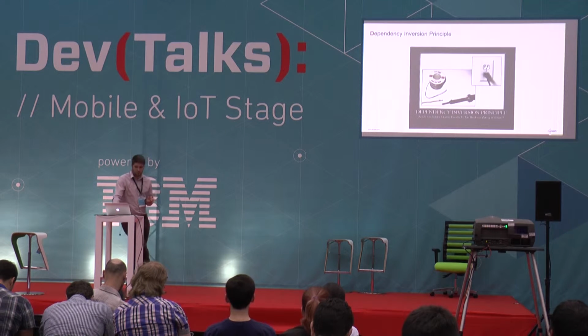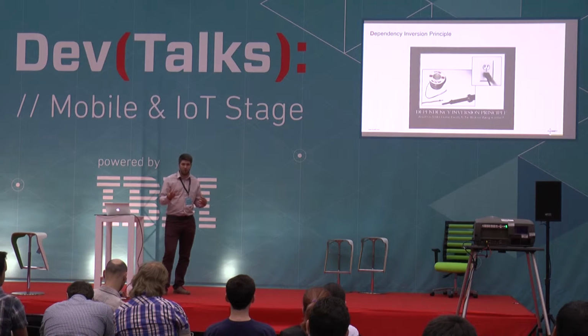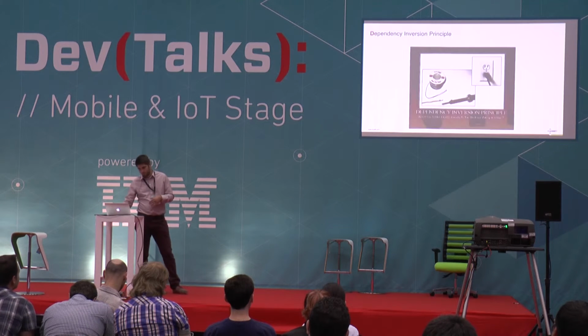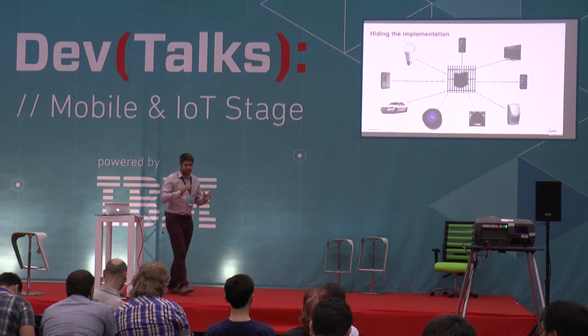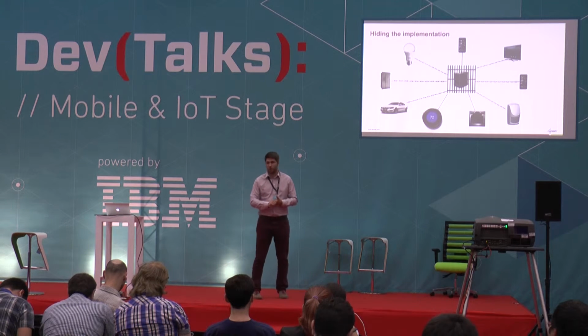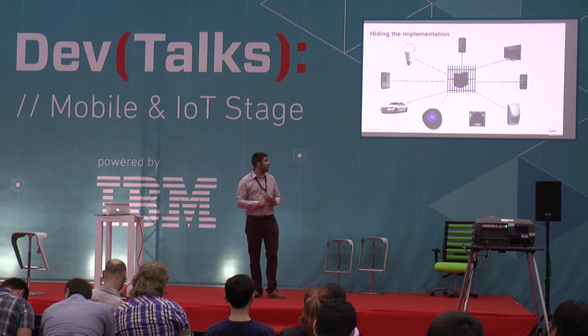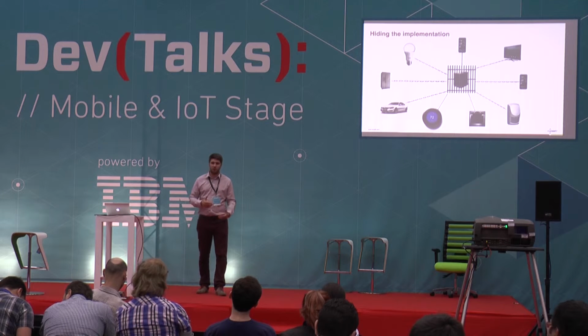Previously, I was talking about dependency inversion, which means having a system put in the middle of two systems and having both depend on it. So all of these principles that you have to put in place help you obtain the hiding of implementation.